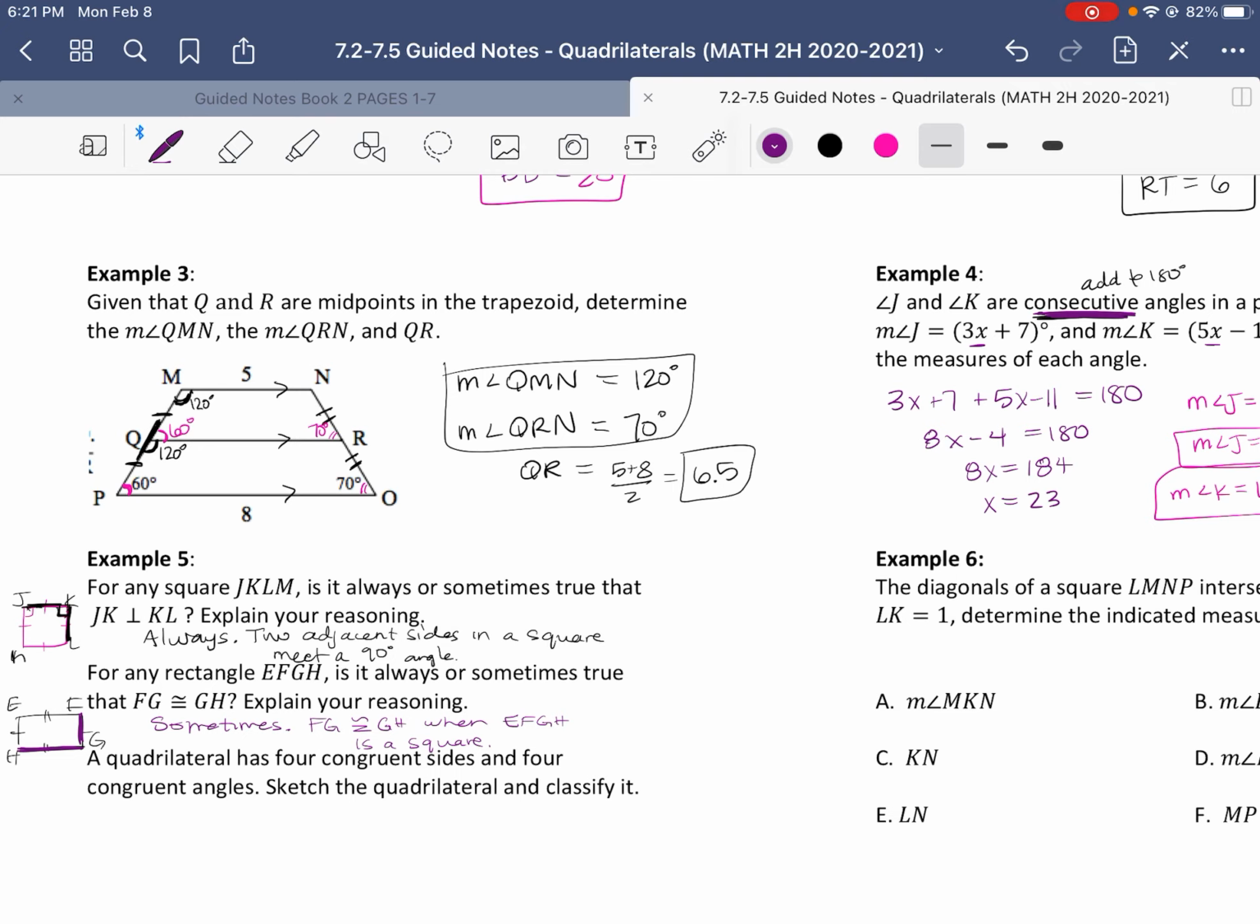Lastly, a quadrilateral has four congruent sides and four congruent angles. Sketch the quadrilateral and classify it. So if it has congruent angles, that means they all have to be 90 degrees if it's a quadrilateral, and if all their sides are the same, then we just created a square.